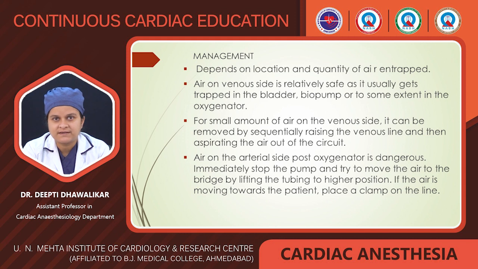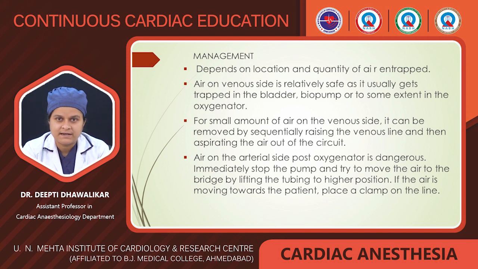Management of air in the circuit depends on location and quantity of air which is entrapped. Air on the venous side is relatively safe as it usually gets trapped in the bladder, biopump, or to some extent in the oxygenator. For a small amount of air on the venous side, it can be removed by sequentially raising the venous line so that the air rises and then aspirating the air out of the circuit.